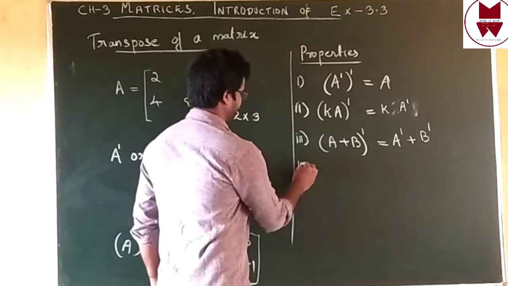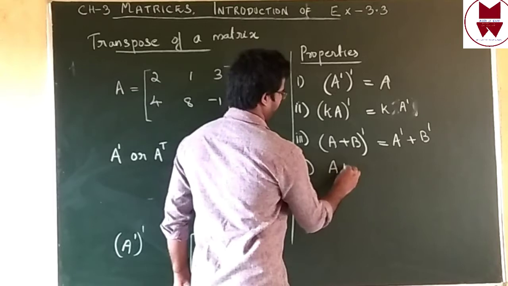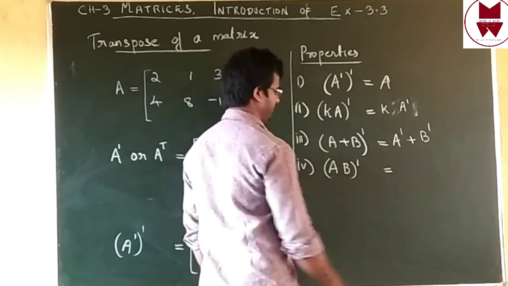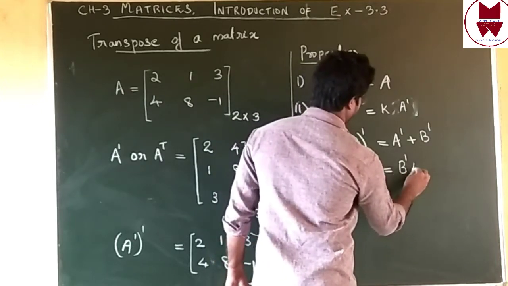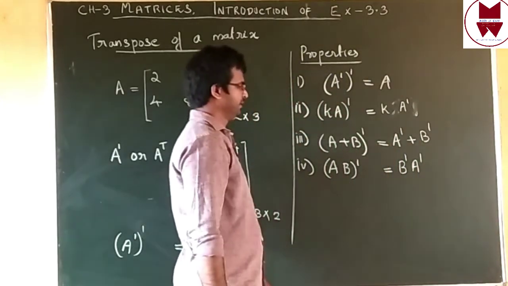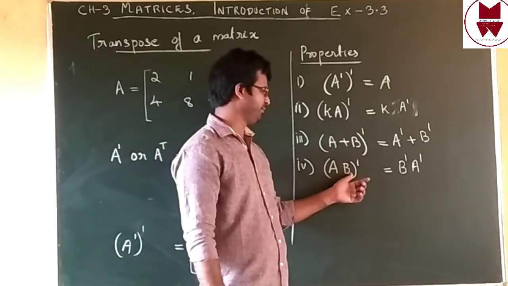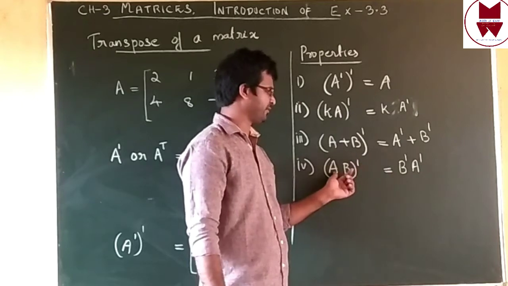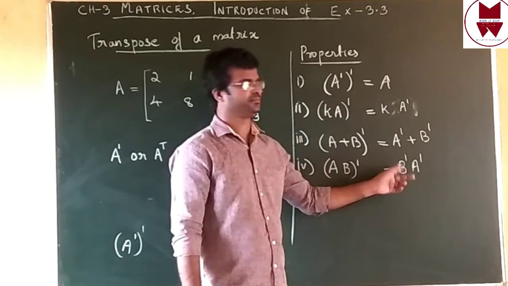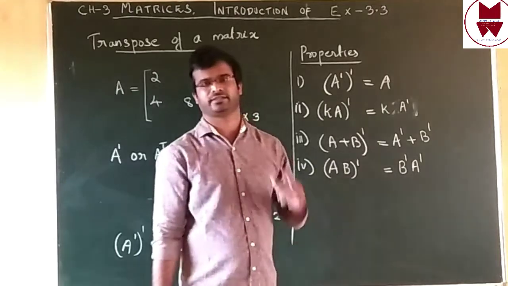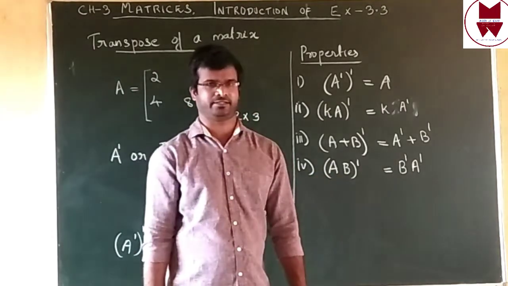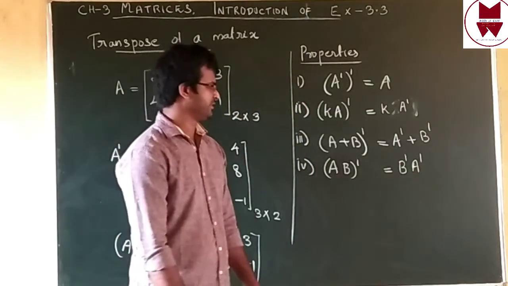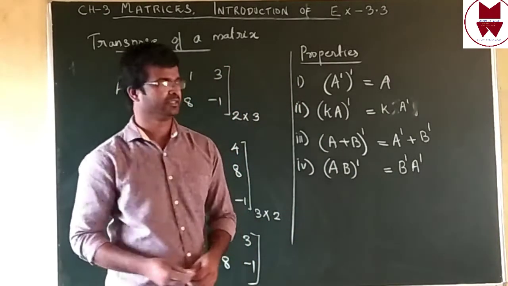And then next, A into B all dash equals B dash A dash. In the case of multiplication, A B all dash becomes B dash A dash, just reversed. We wrote A first here, but on the right side we write B first. Keep in mind, this is only in the case of multiplication. Other things are the same. These are the 4 properties of transpose.